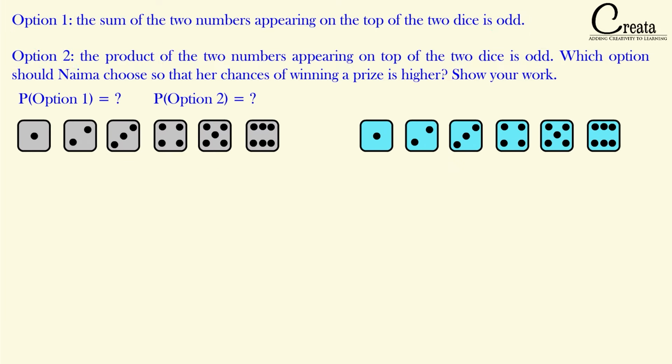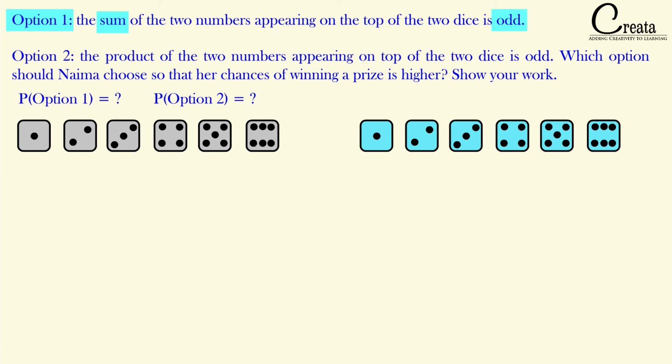In this question, we have two dice and the output from a single die is a number from 1 to 6, where 1, 3 and 5 are the odd numbers and 2, 4 and 6 are the even numbers. Let's take option 1. In this option, the sum of the two numbers should be odd. So this is the output that we require.